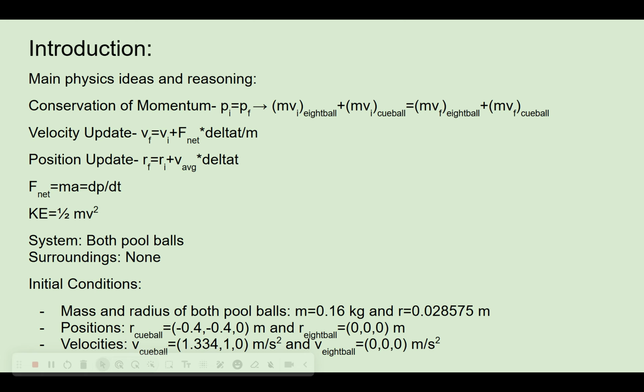The system is both pool balls, and we put nothing in the surroundings in our experiment. The initial conditions: the mass and radius of the pool balls. The mass is 0.16 kilograms and the radius is 0.0286 meters. The positions are shown here as well, and so are the velocities. So those were all of our initial conditions.